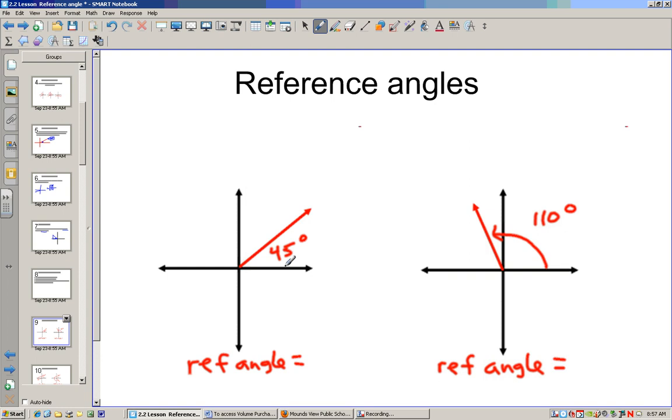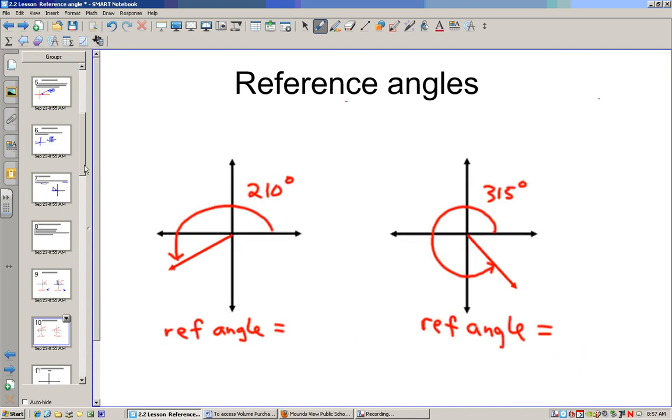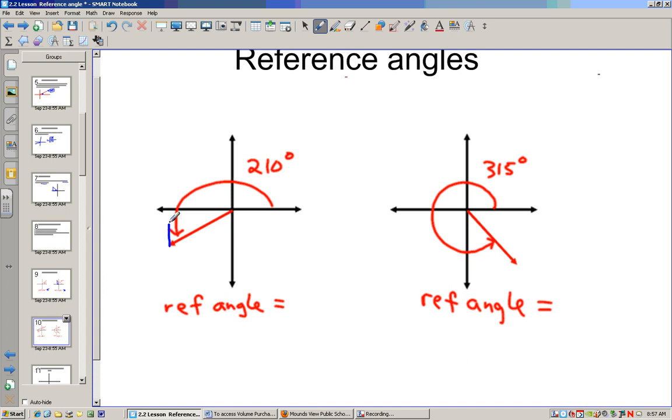So here's a couple examples. 45 degrees, the reference angle is 45 degrees. Over here at 110 degrees, the reference angle, if I drop it straight down, is going to be 180 minus 110, so that's 70 degrees. Over here, 210, we draw it to the horizontal axis, remember, every time. And so that would be 30 degrees because 210, this is 180. The difference there is 30. So that reference angle is 30. And over here at 315, go to the horizontal axis, that's going to be 45.